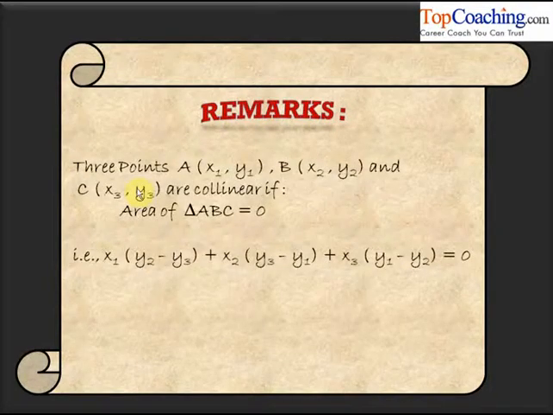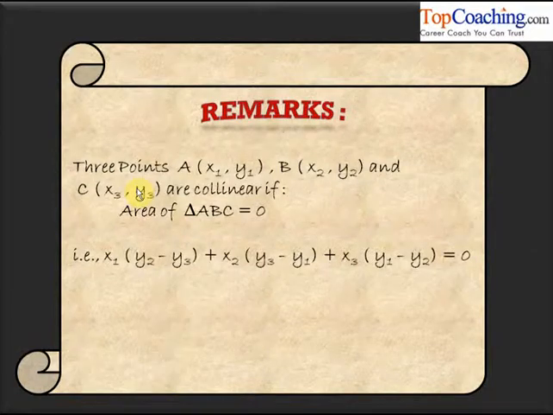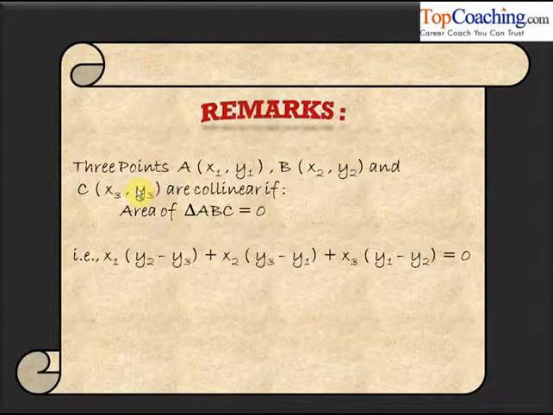Now if we have been given 3 points, A with the coordinates x1 y1, B with the coordinates x2 y2 and C with the coordinates x3 y3, then these 3 points are collinear if the area of triangle ABC is equal to 0. If the 3 points are collinear, or they lie in a straight line, then we cannot form a triangle using these 3 points. And if a triangle is not formed, then the area would be equal to 0.